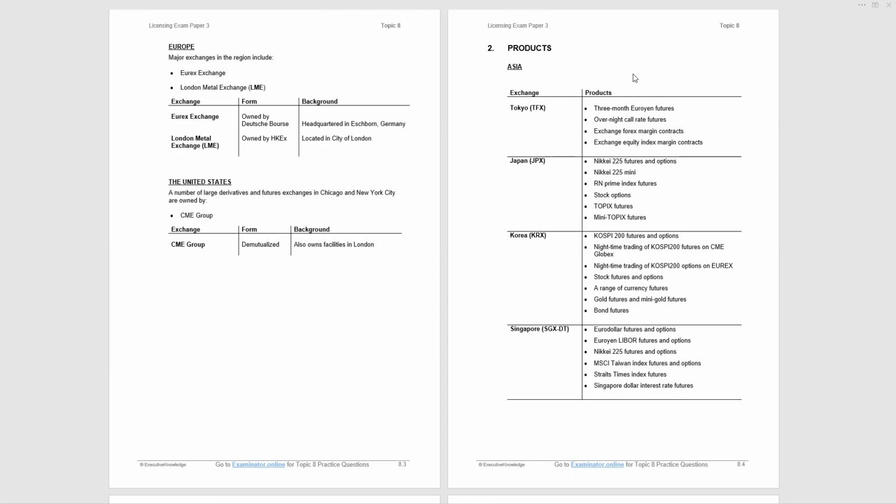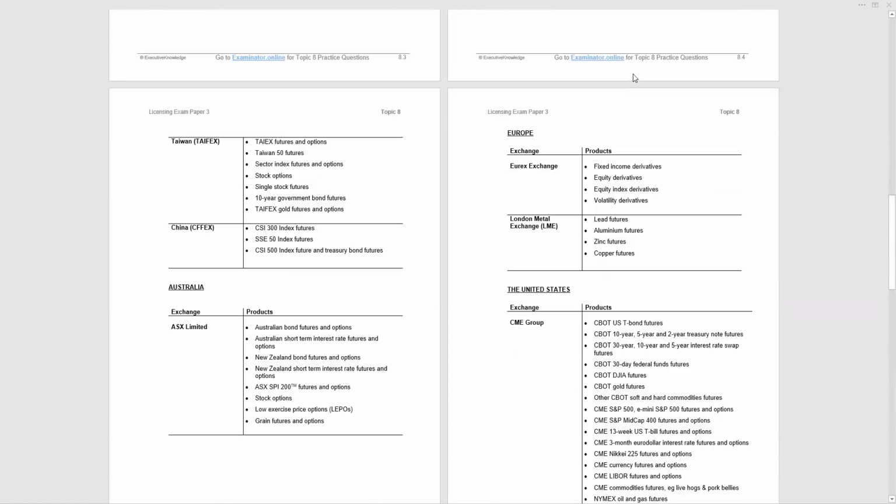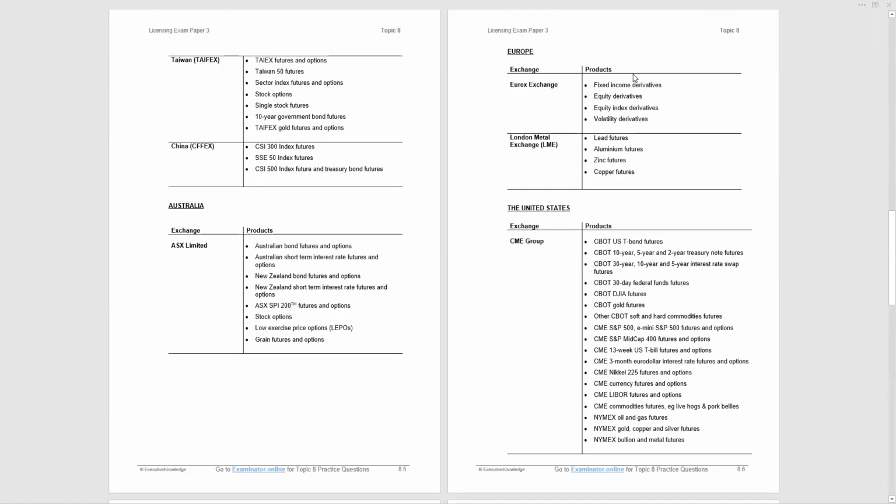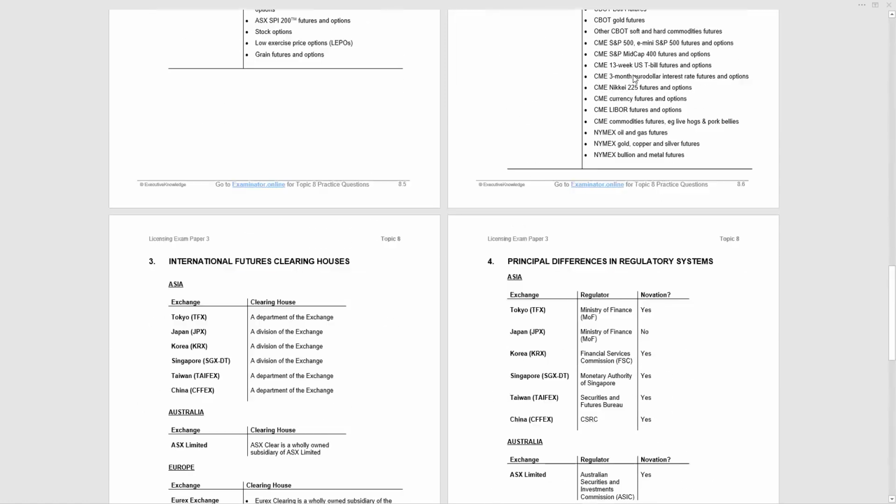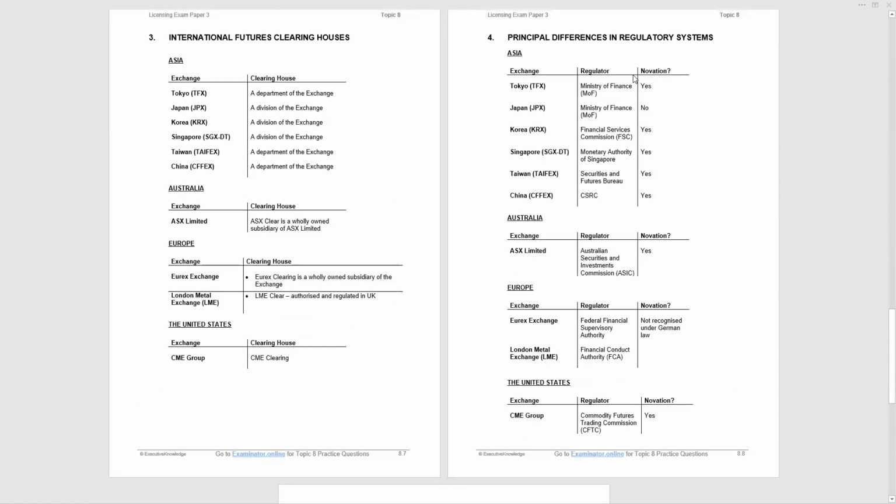The products: we've listed under each exchange the major products that are traded on the futures markets, and that continues through Australia and Europe. And then we look at the United States, the CME Group, the products that are traded. International futures clearinghouses in Asia, in Australia, in Europe, in the United States.